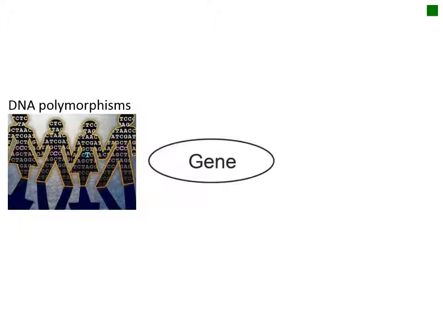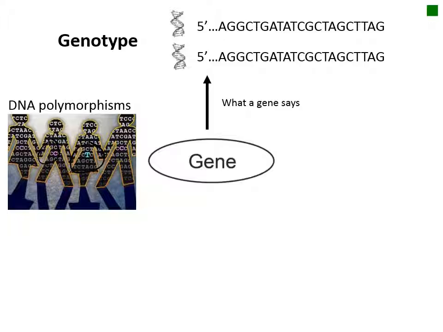Those differences, such as the C and T highlighted here, are called DNA polymorphisms, and they produce genetic variation within a population. When we examine an individual's genetic information, which is the order of nucleotides in their DNA, we are examining their genotype, or what the gene says.